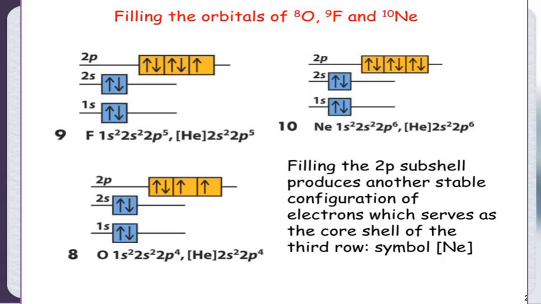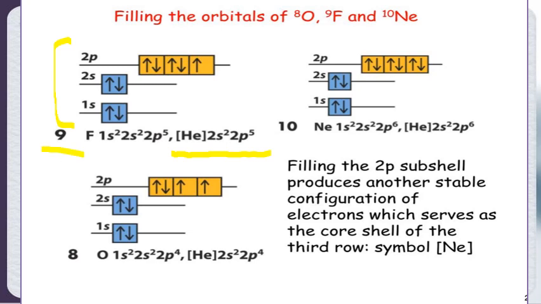Now the next one is the filling of the orbitals of oxygen, fluorine and neon. These are some of the examples. You can see here they are given the complete longhand configuration as well as the shorthand configuration. In oxygen, atomic number is 8. So where is it given? First of all, fluorine is given with atomic number 9.